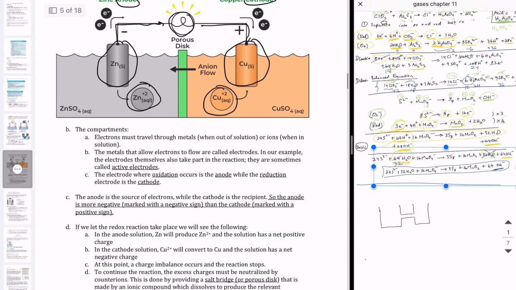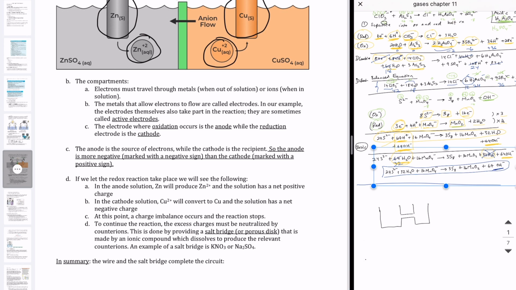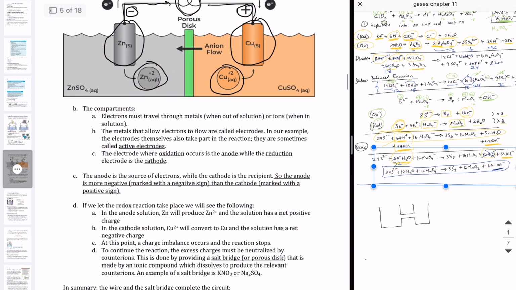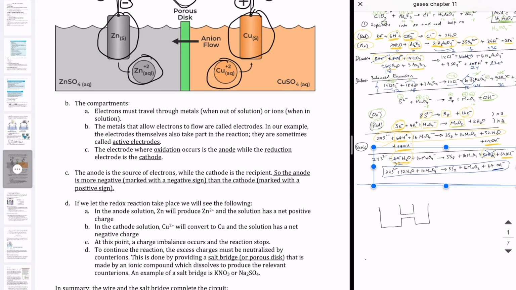Now, because the left side is where the electron is coming out from, and the right side is where the electrons are going to, that must mean that the left side is more negative than the right side, right? Because there are more electrons on the left side, that's why they want to go to the right side. So therefore, the anode has a negative sign, and the cathode has a positive sign. In fact, if you ever look at a battery, it always has that positive and negative. That refers to the cathode and the anode on the battery, okay?